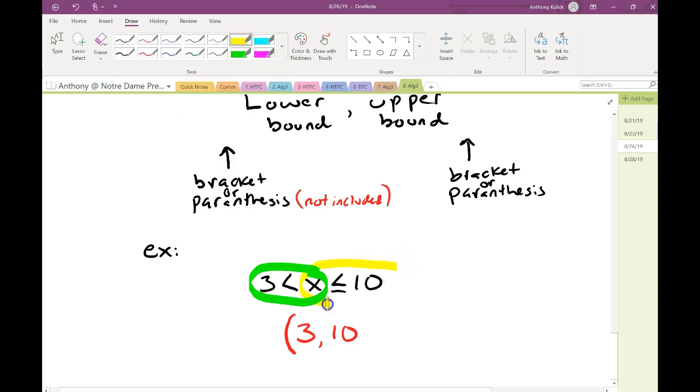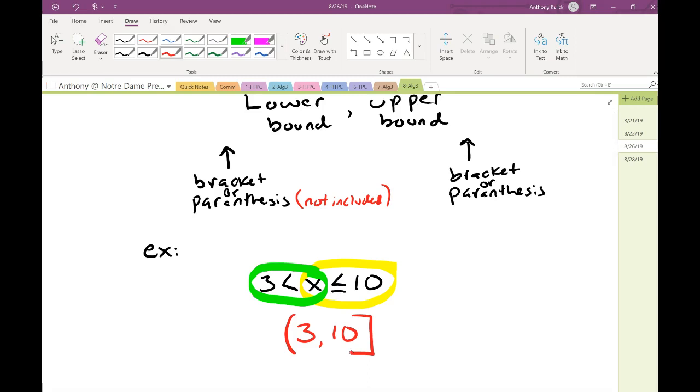So the upper bound is involving 10, so I'm concerned with this part of the inequality. I'm going to do the same thing. I'm going to plug the upper bound in for x. Is 10 less than or equal to 10? Yes, right? So since that is a yes answer, 10 should be included in this set. So I'm going to use a bracket.